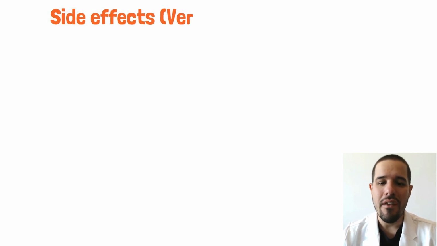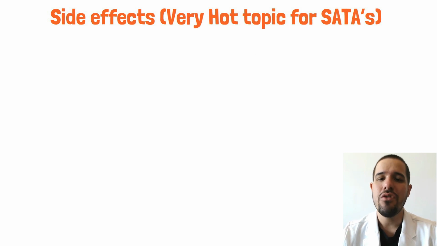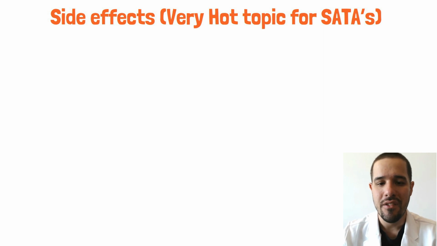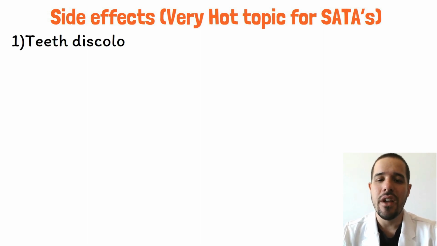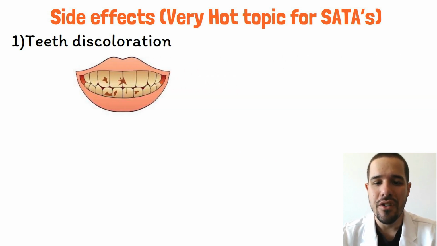We're going to move on now to side effects. Side effects are a very big target for select all that apply questions. So make sure you can target the main key side effects for your tetracyclines. I have narrowed this down to four main side effects. Now, again, these aren't all the side effects, but these are some of the outliers that are specifically related to tetracyclines. The first and paramount side effect that is specific to tetracyclines is the potential for teeth discoloration.